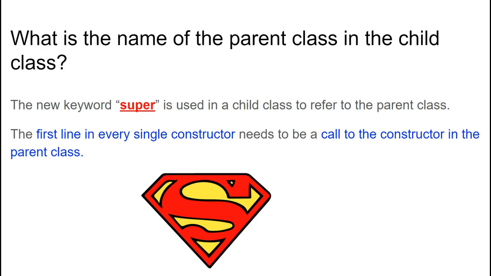New rule: the first line in every single constructor method needs to call the constructor method in the parent class. So the first line in every single constructor method needs to call the constructor method in its parent class. Every class has a parent, exactly one, and every class will call the constructor method in its parent.